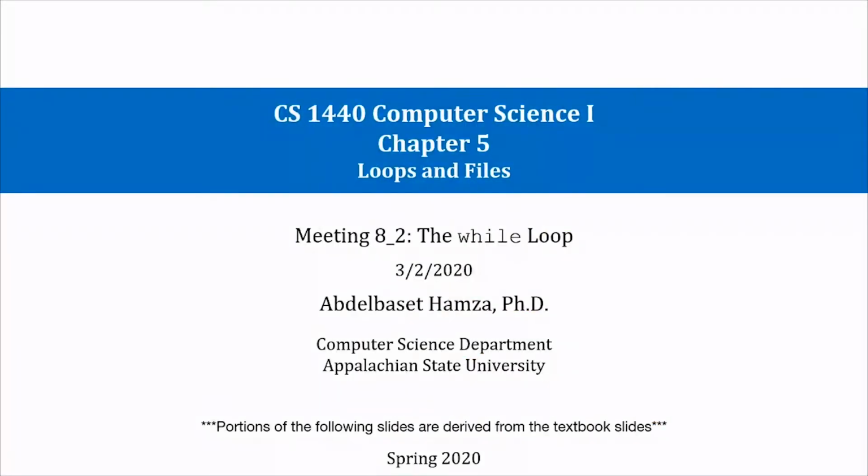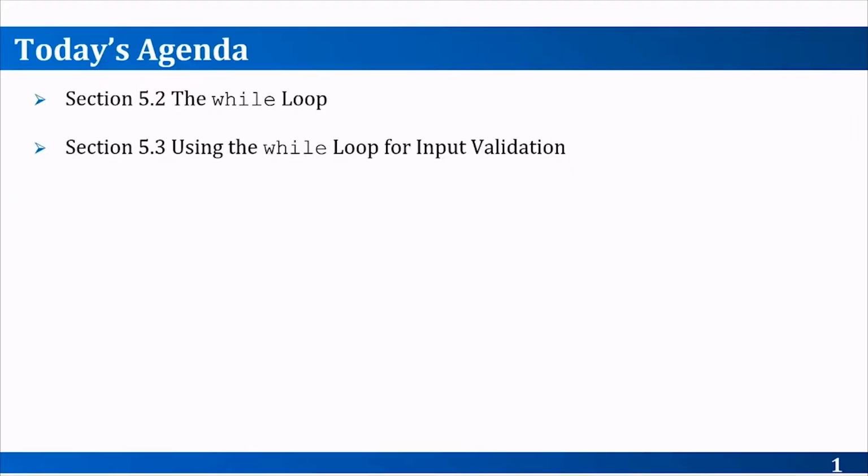Chapter 5 covers loops and files. For now, we are going to cover loops, and then we are going to revisit files later on in the semester. So we are going to divide this chapter into two parts. The first part, the loops, we will cover now. The files we will cover later on when we need it.